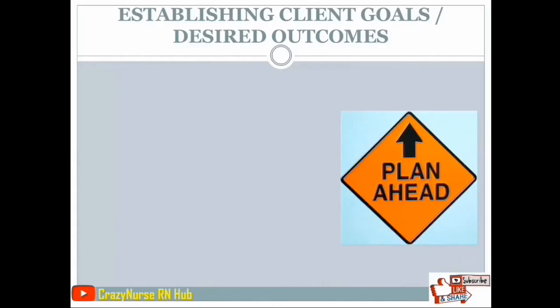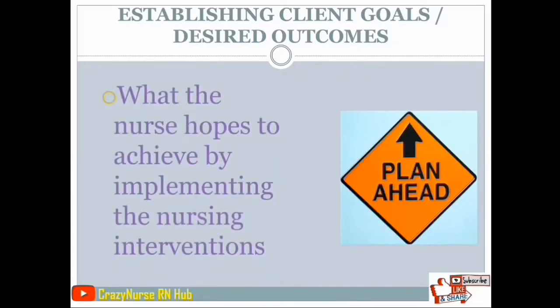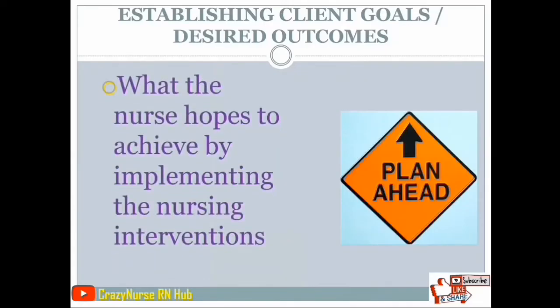Now let's move to establishing client goals or desired outcomes. After establishing priorities, the nurse and client set goals for each nursing diagnosis. On a care plan, the goals or desired outcomes describe, in terms of observable client responses, what the nurse hopes to achieve by implementing the nursing interventions.